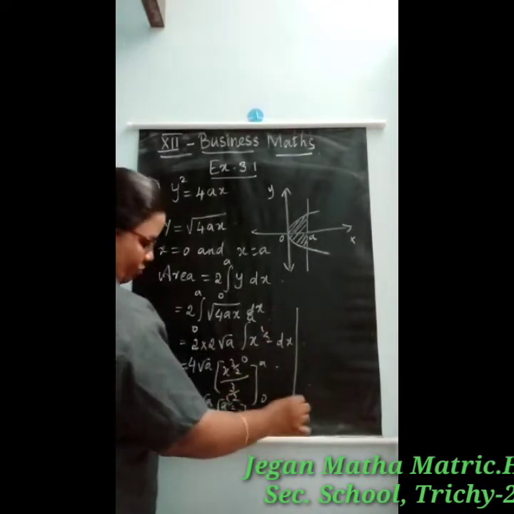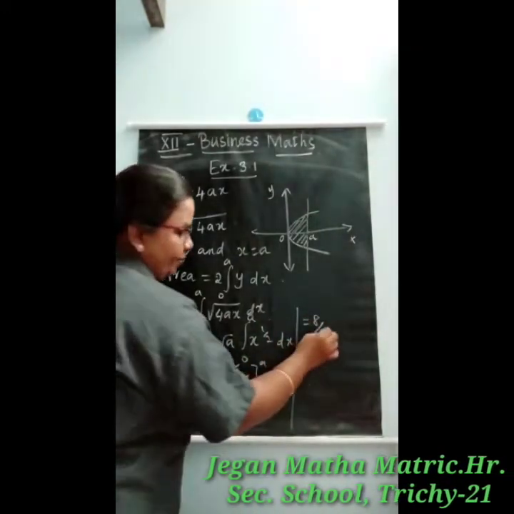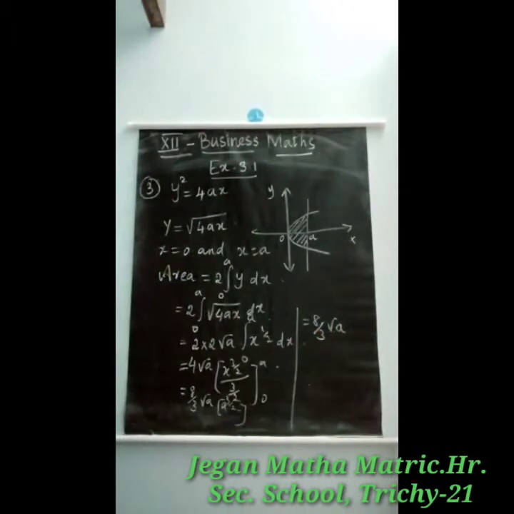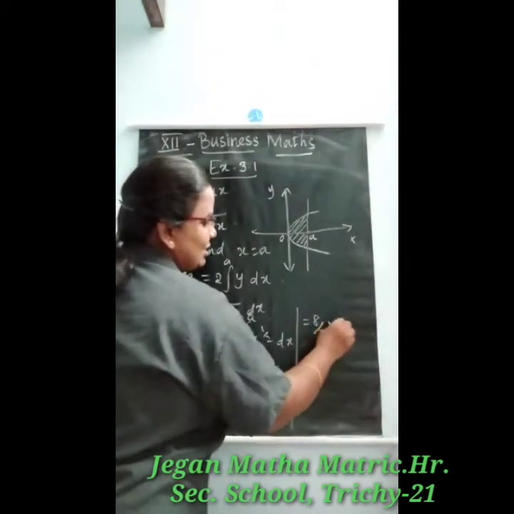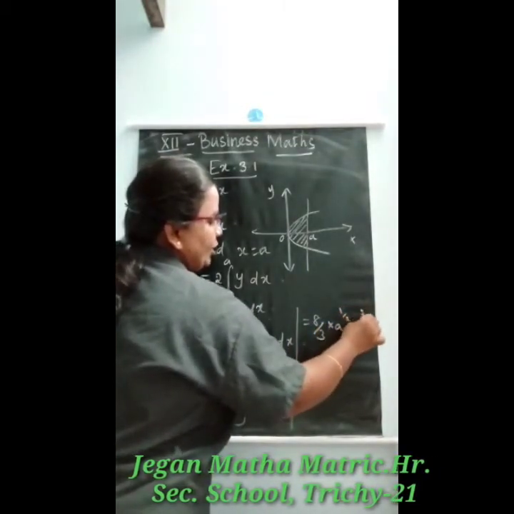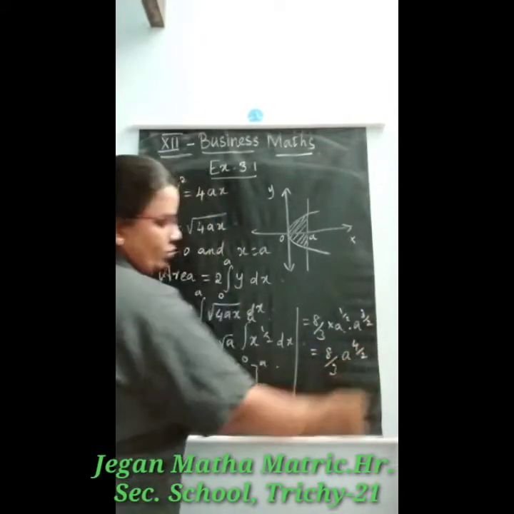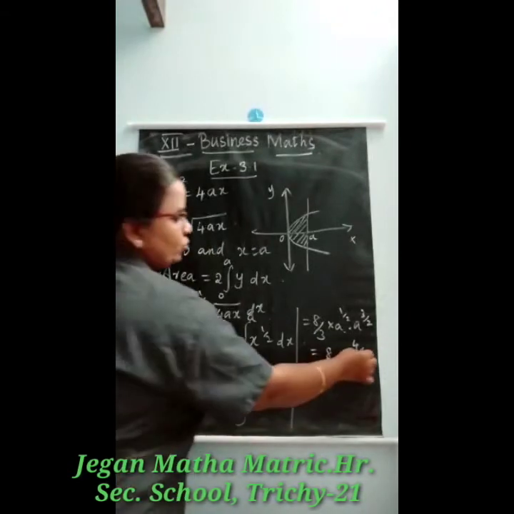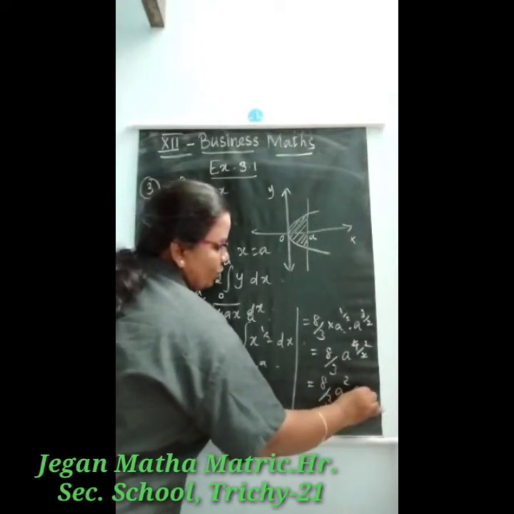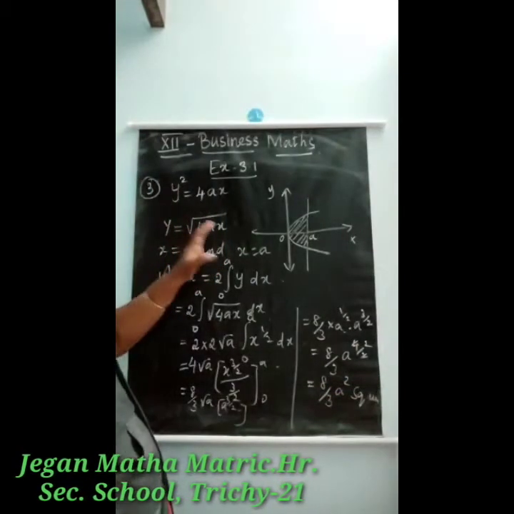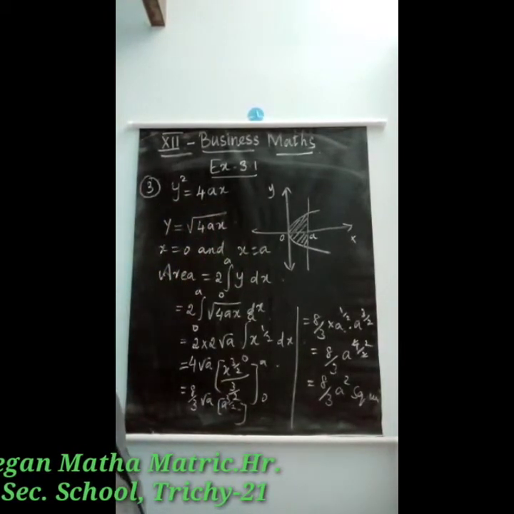That is equal to 8 by 3 into root a into a power 3 by 2. Root a means a power 1 by 2, so it is a power 1 by 2 into a power 3 by 2. So, that is equal to 8 by 3 into a power 4 by 2. The 2 cancels. So, that is equal to 8 by 3 a square units, which is the answer for the area of the parabola y squared is equal to 4ax.